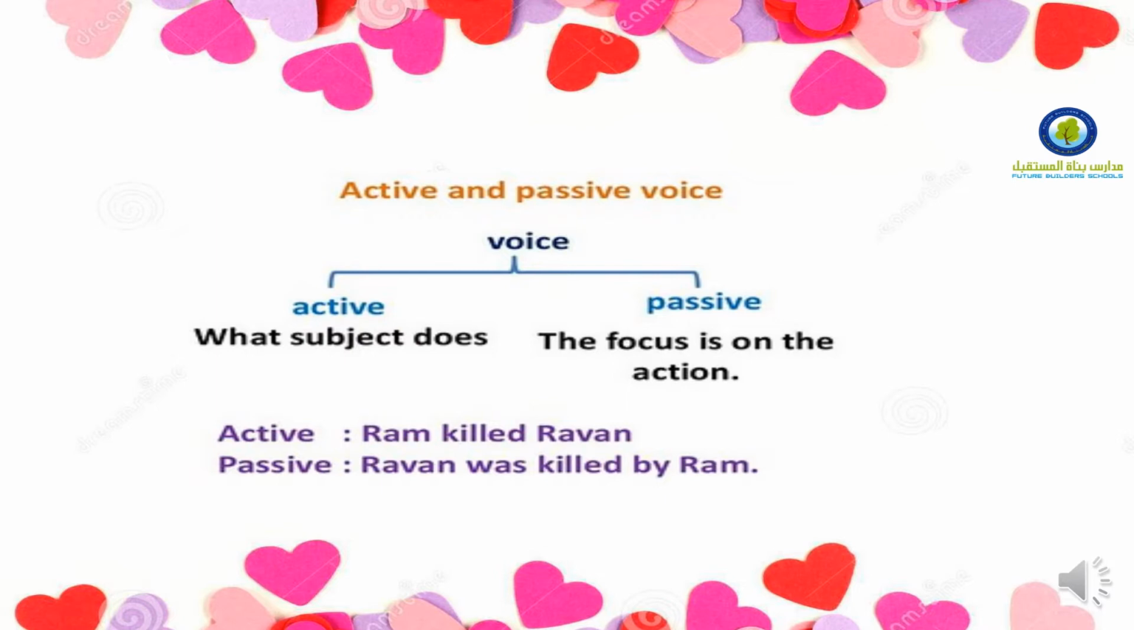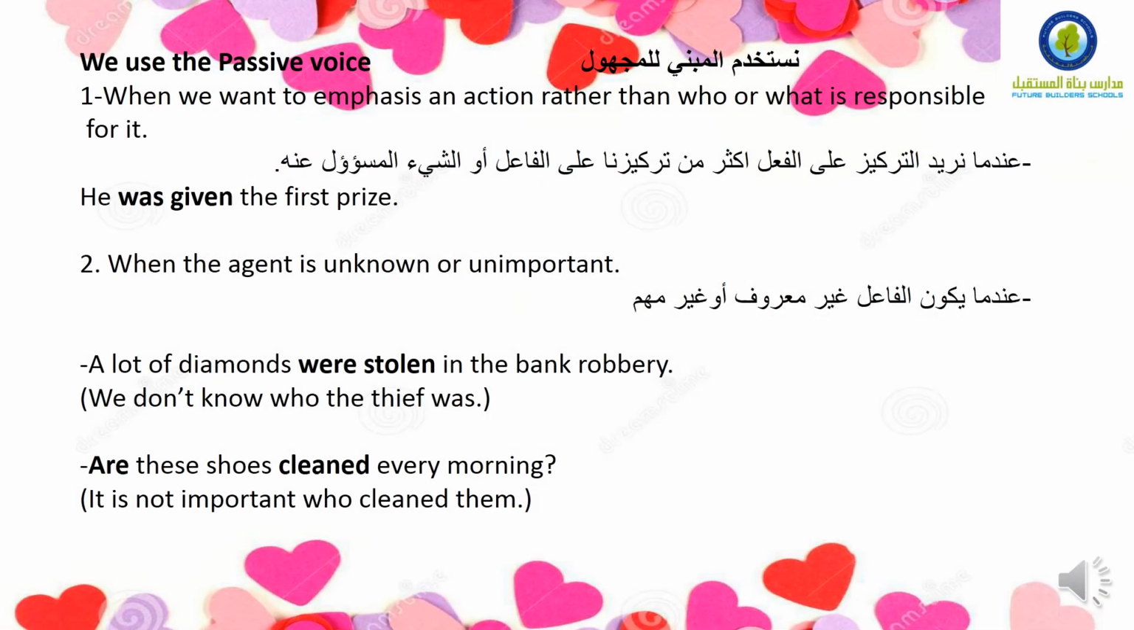So, you have active, الفعل المبني للمعلوم, passive, الفعل المبني للمجهول. As if we are talking in Arabic, كسر أحمد الشباك, this is مبني للمعلوم. لكن كسر الشباك, هاي مبني للمجهول. So the first one is active, the second one is passive. Passive voice, اللي هو الفعل المبني للمجهول.